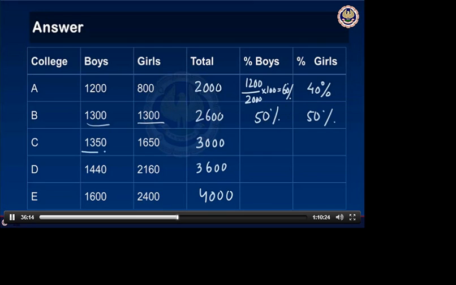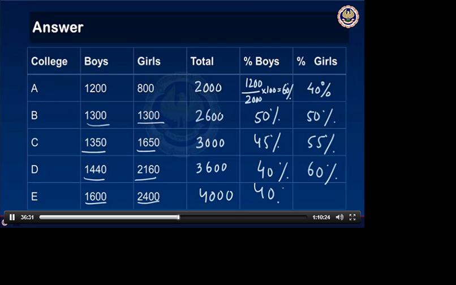And here it is 1,350 and 1,650. When we calculate, we find 45% are boys and 55% are girls. So here it is 1,440 and 2,160. When we calculate, it will be 40% boys and 60% girls. So this also is the same, 40% boys and 60% girls. So now we have this information in percentage.